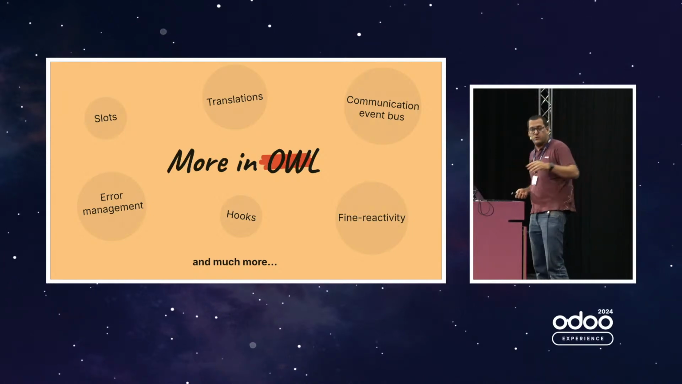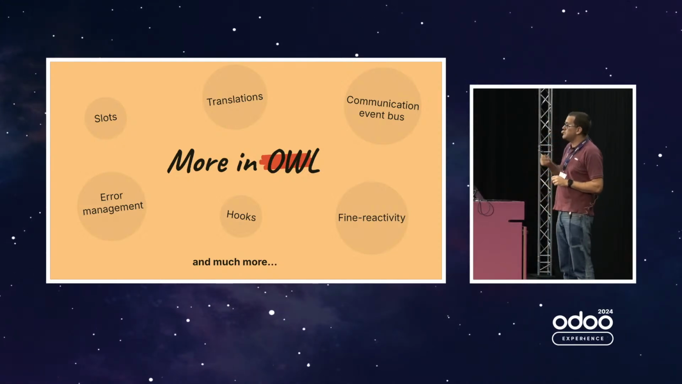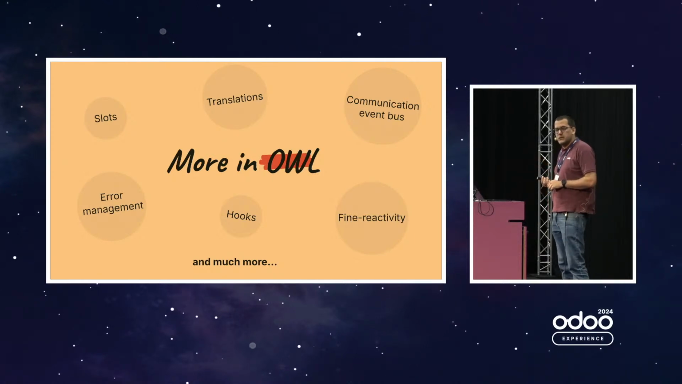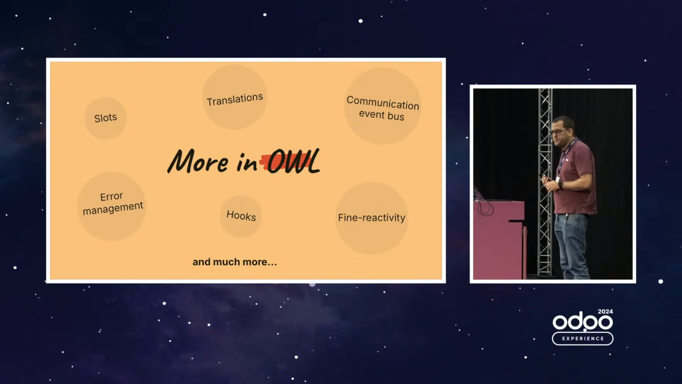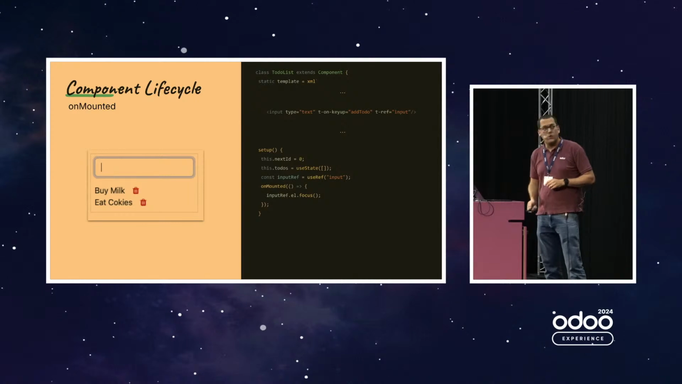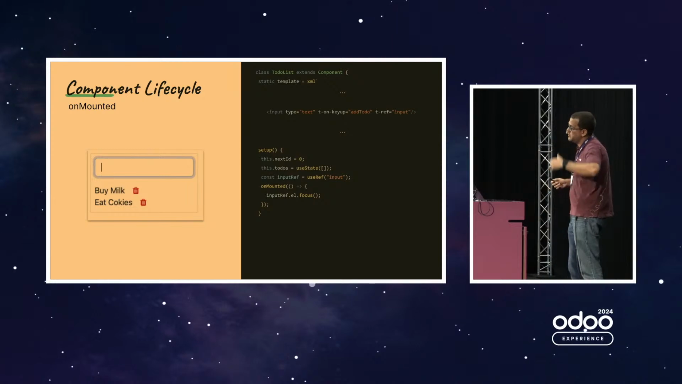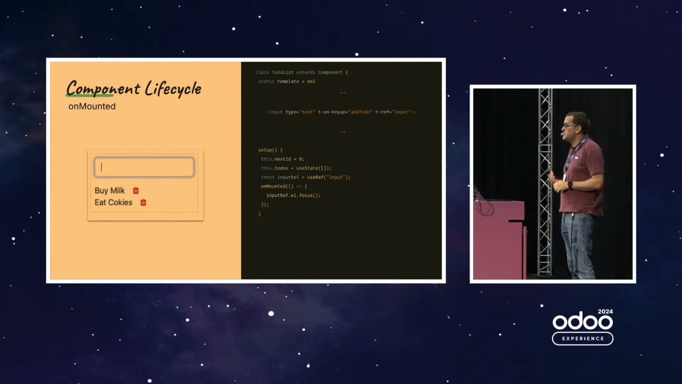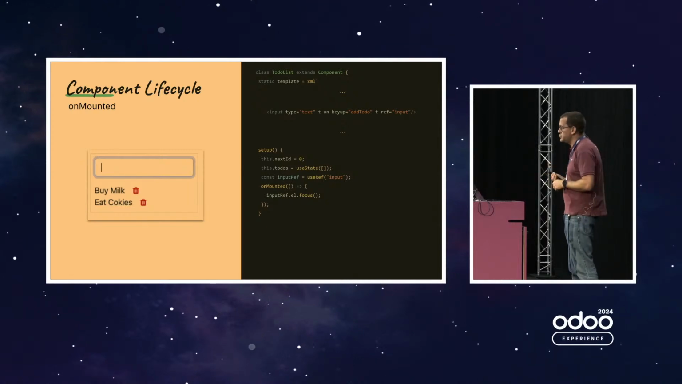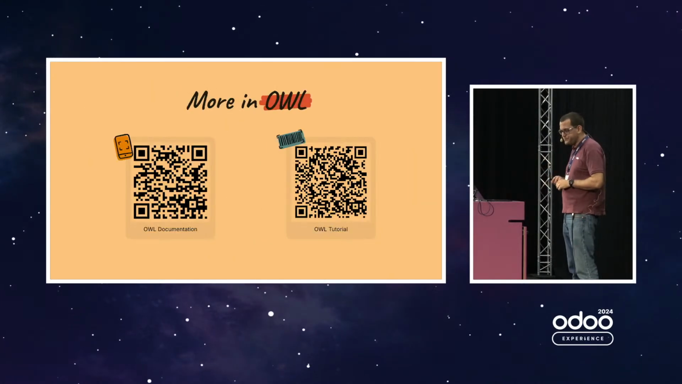I already told you a little bit of the reactivity, but in reality it's a fine reactivity. So only the needed components, the components that are changed, are re-rendered. And we also have hooks. I already showed you one hook here. Hooks are the special functions that Owl gives. We have useState to make the component render itself each time an object is modified, and we have much more.